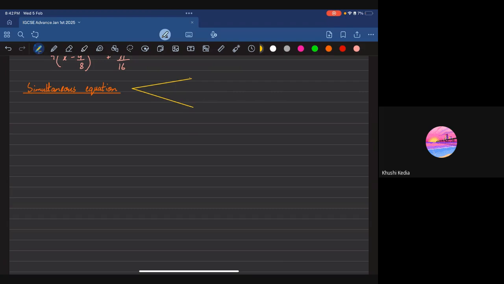Personally, I've always liked solving questions using substitution because I think it is much more versatile. So the two methods that we have over here are elimination and substitution.